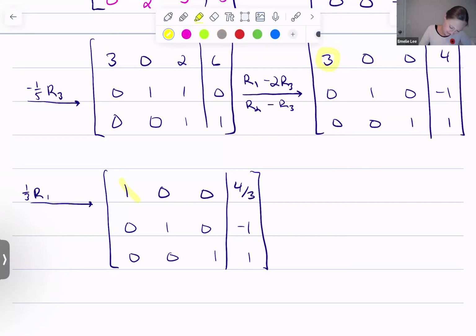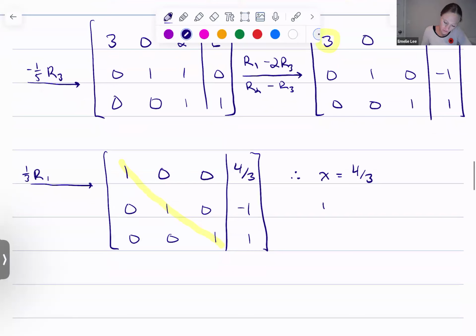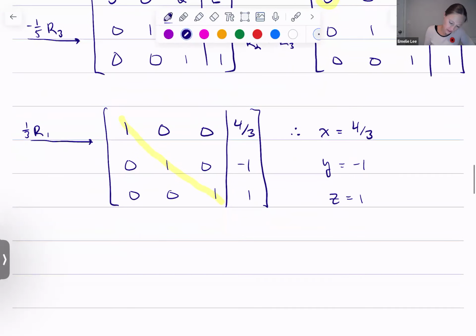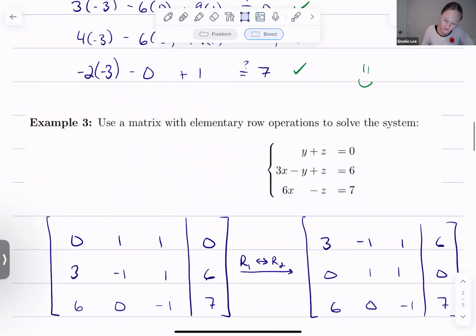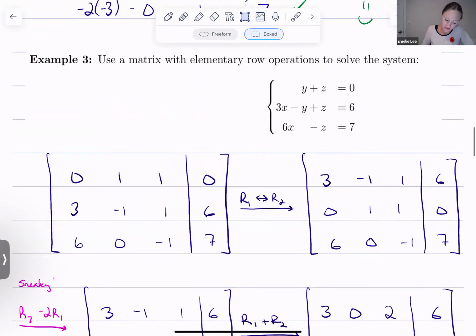Finally, it's in diagonal form, so therefore x is 4/3, y is -1, and z is 1. Nice. Okay. Good. We're going to check our work because we have the answer key, so we may as well use it. Let's see here.